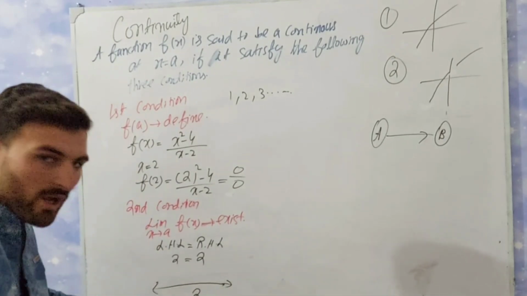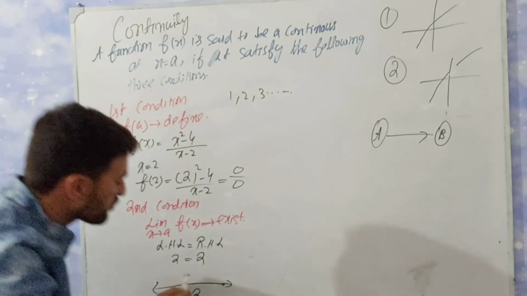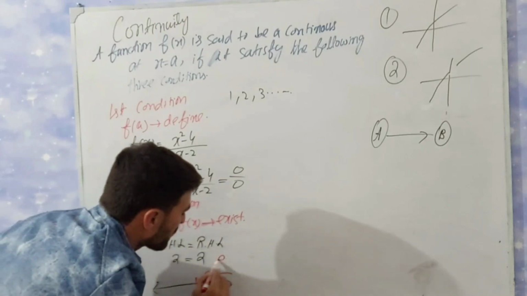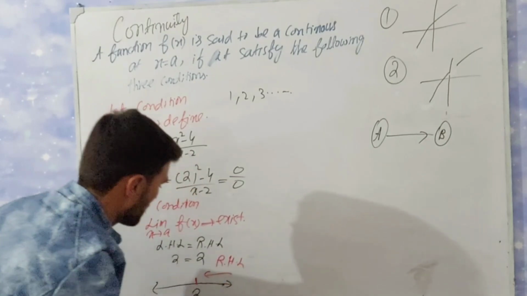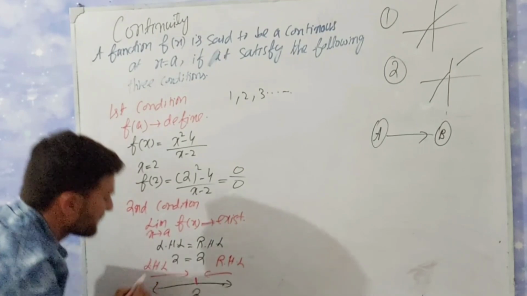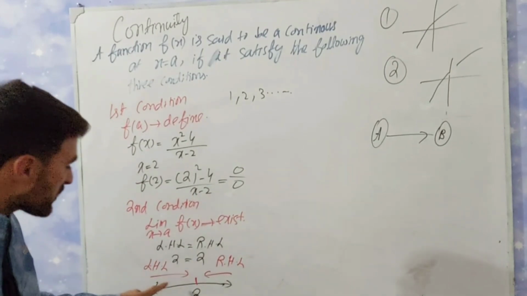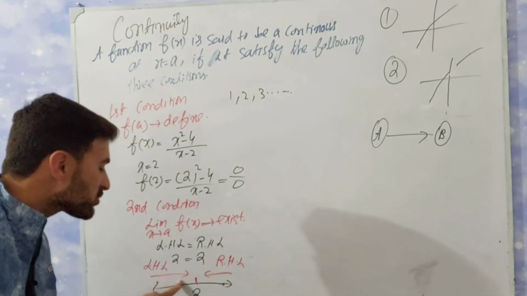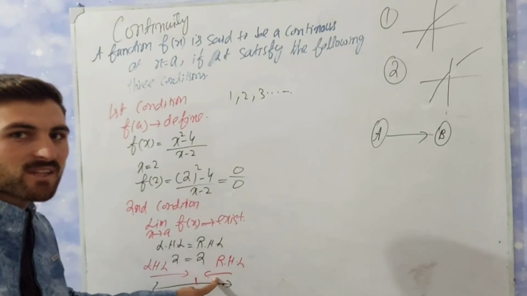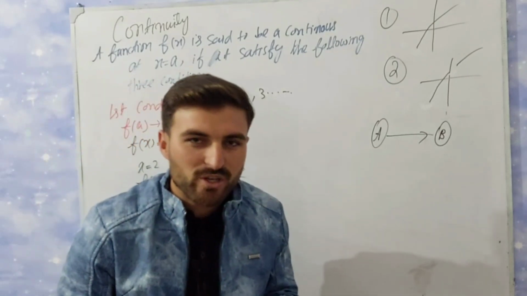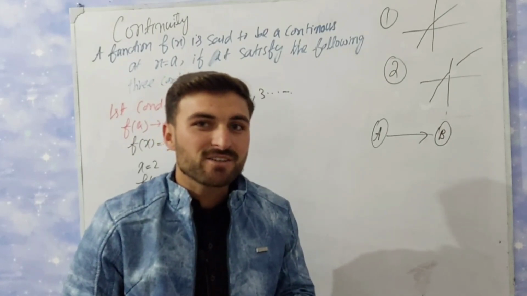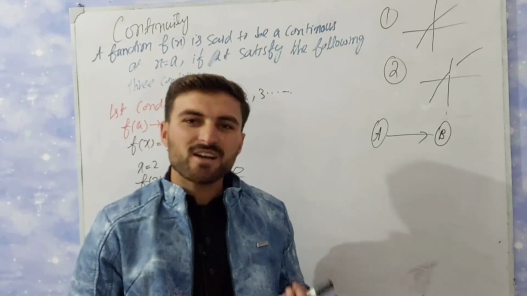So to this value we can come through two sides. One is this side, which we can call the right hand limit, and the other is this left side, which we can call the left hand limit. The value we get from this side should be equal to the value we get from this side. Otherwise the second condition will never be satisfied, and when the second condition is not satisfied, the function is not continuous.